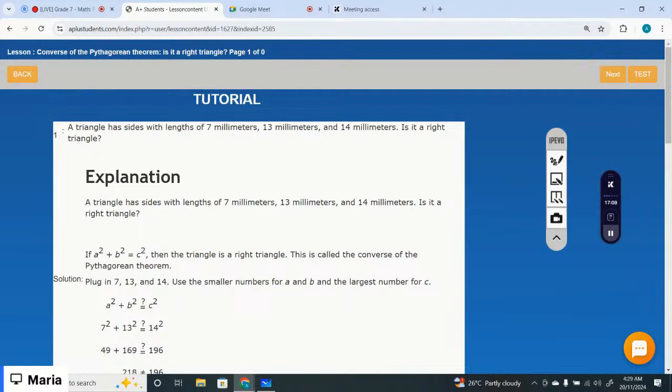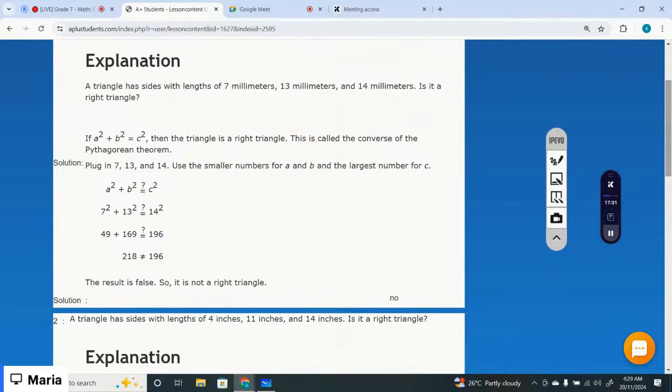Now you have the values 7, 13, and 14. The biggest value, 14, is always the hypotenuse, right? The largest value is always the hypotenuse. So that is 7 square plus 13 square equals 14 square. So just evaluate, that would be 218. That is not equal to 196. That means no, this is not a right angle triangle.